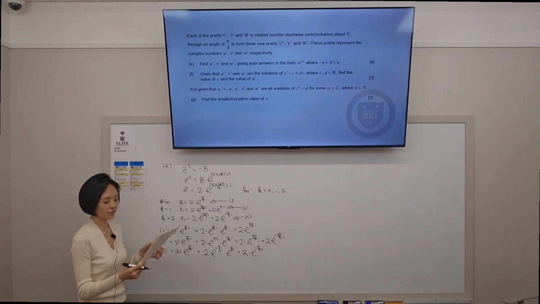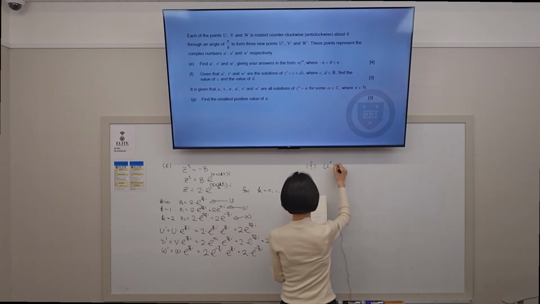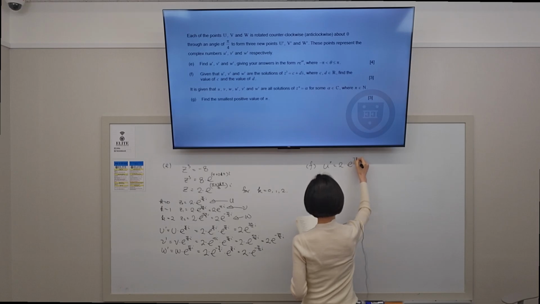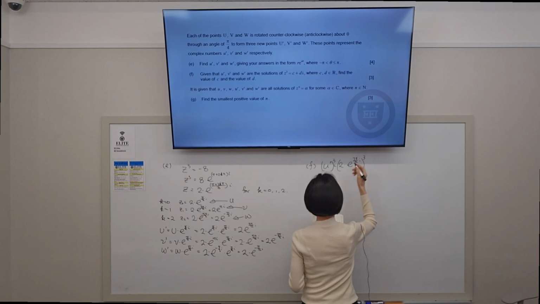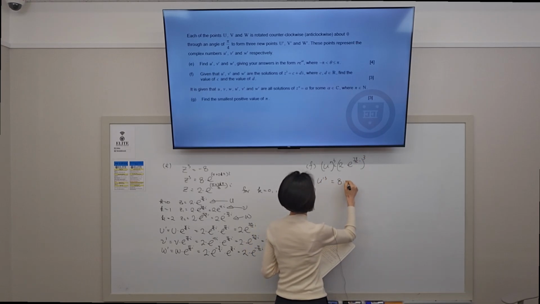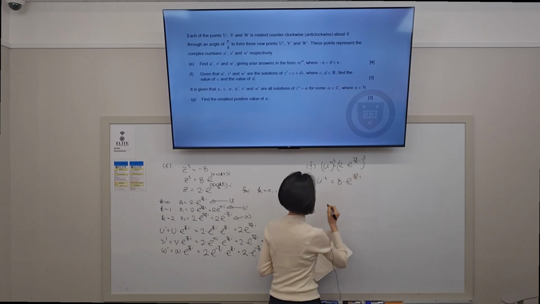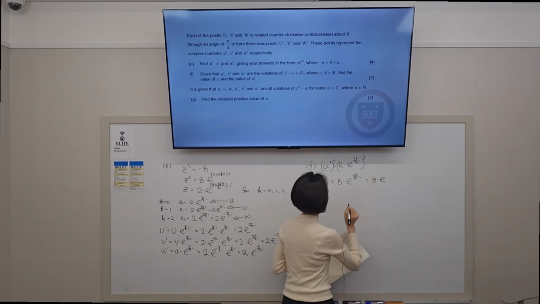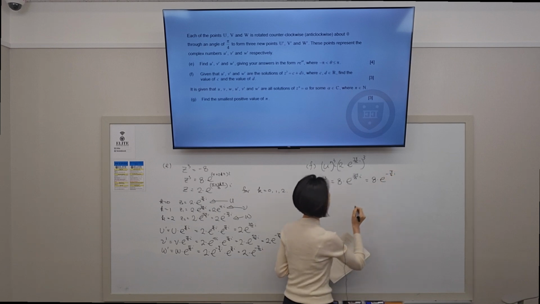So I'll take U dash. Then U dash was 2 times e to the 7 pi over 12i. We take the cube, and U dash cubed equal to 8 times e to the 7 pi over 4i. Can be written as 8 times e to the negative pi over 4i.